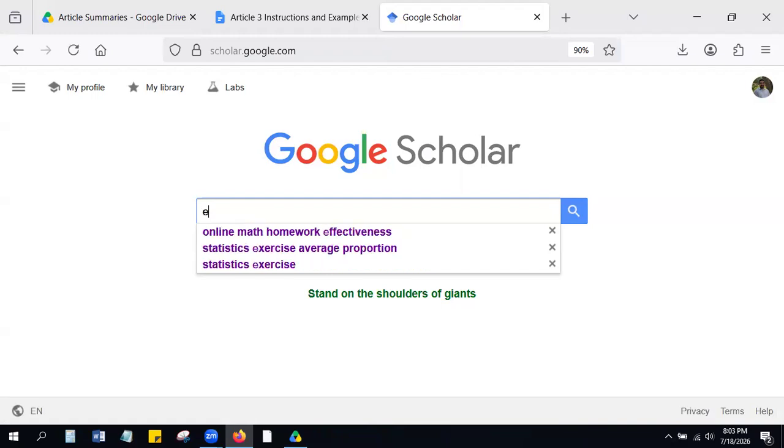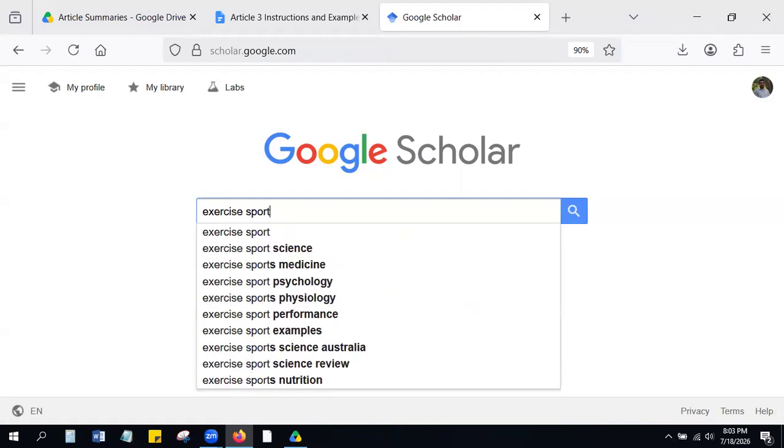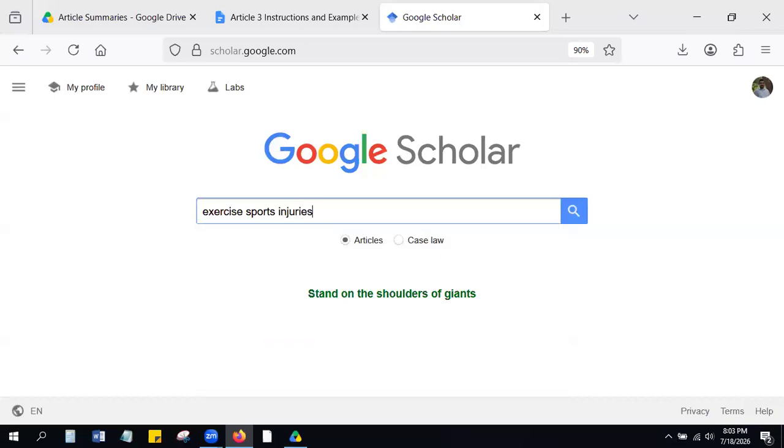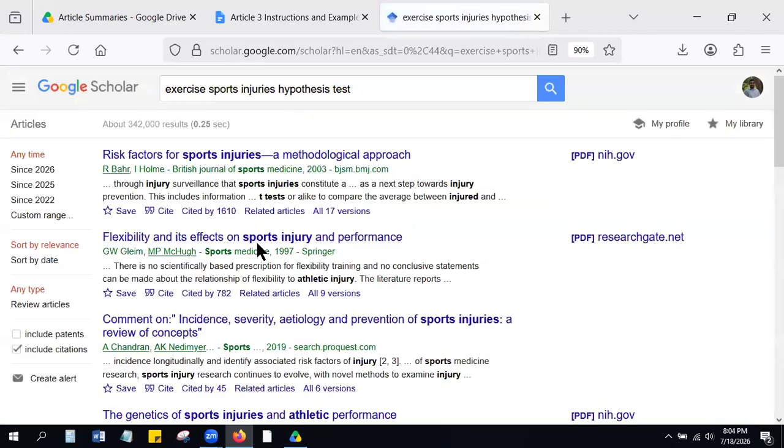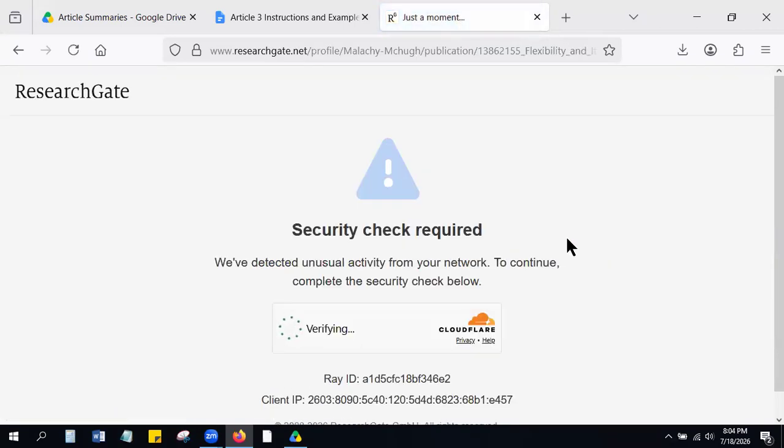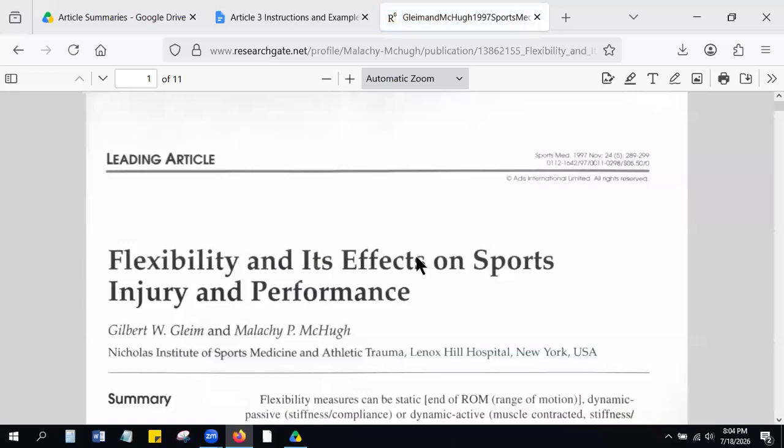What if I was doing health? Let's say exercise, sports, injuries. That might work, but the thing that's going to help you get to a p-value study is to put in either a hypothesis test or statistical test. I've got a couple of things that come up with PDFs already. I don't know if these are going to work or not. So let's suppose I click on maybe the second one here, and as it goes through its little thinking, it gets me in there.